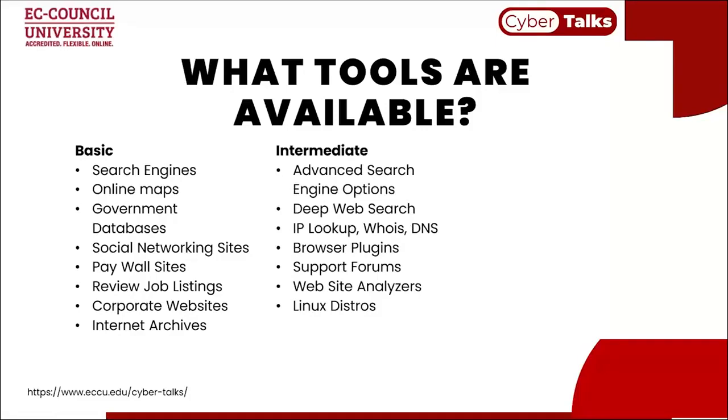Intermediate tools require a bit more know-how or understanding of other knowledge areas. These would include advanced search engine options like Google Dorks or Google Foo. Basically, this is just using Google's search engine to find vulnerable websites, applications, or other sensitive information. Shodan is another great tool which can find vulnerable systems.